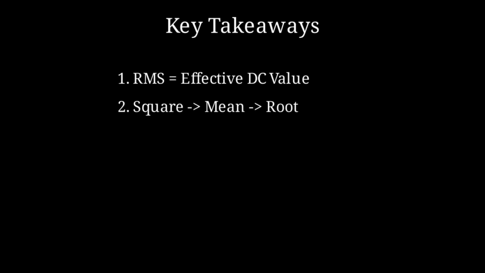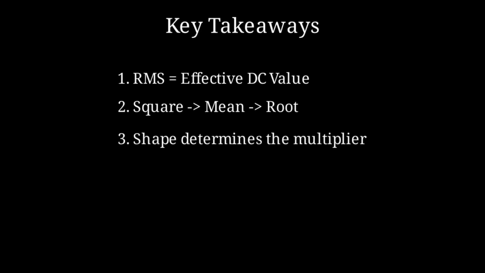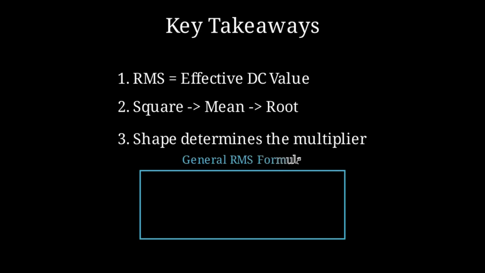To summarize, the RMS value is the most important measurement for power. Taking the square root gives us an RMS value of approximately 3.16 volts. Always remember the 3-step sequence: square the signal, find the mean over one period, and take the square root of the result to find the effective value.